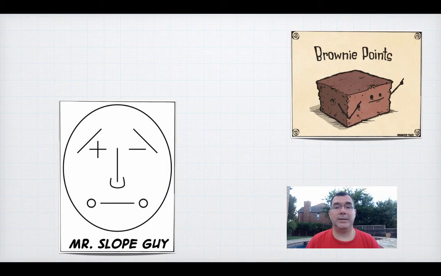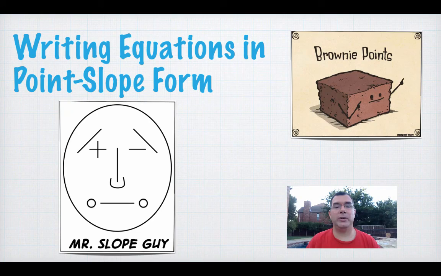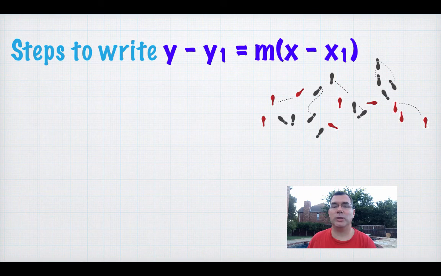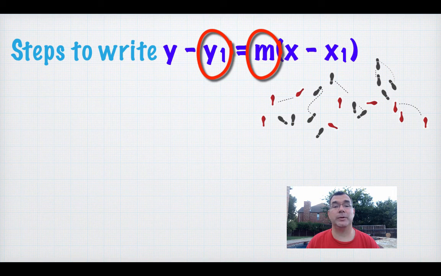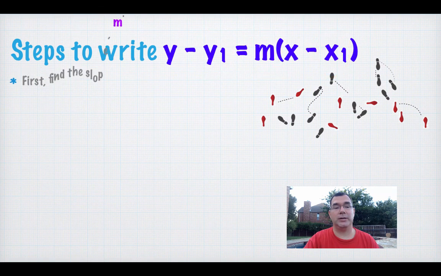Hello again. We are continuing our discussion of linear equations by talking about how to write equations of lines in point-slope form, which is another form that we haven't really talked about. This is what it looks like. It is y minus y1 equals m times x minus x1. And just like before, y and x are going to stay as letters, but the y1 has to be replaced with a number, m has to be replaced with a number, and x1 has to be replaced with a number. So there's three numbers I need to replace.